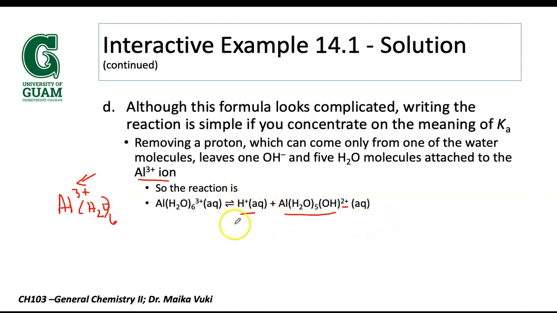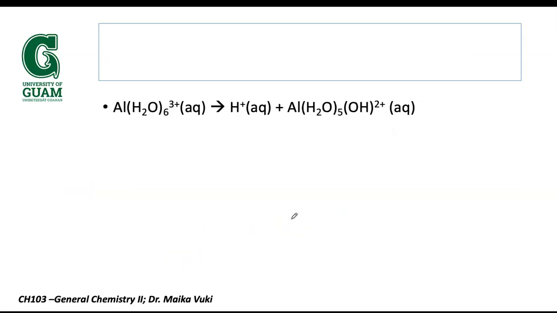So it is a proton donor. You see here, that's an acid. And this is a very unique type of acid which comes from a metal complex, a metal water complex.